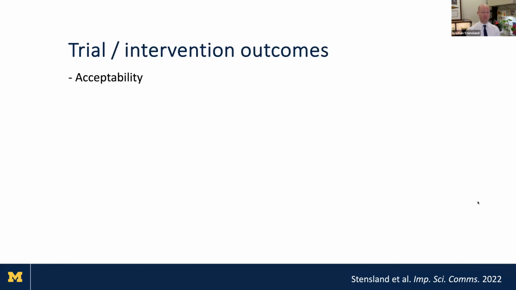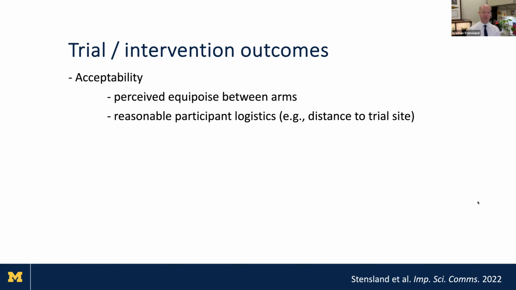There are some other aspects of outcomes we can measure. Things like acceptability make a lot of sense. Things like perceived equipoise between the arms and reasonable participant logistics, such as distance to trial sites. So a trial that is very acceptable in terms of logistics is maybe one that I don't have to travel very far for, or there aren't very many follow-up visits, something like that. If you're making a big ask of someone to come in a lot, then they're going to have to take time off work potentially.